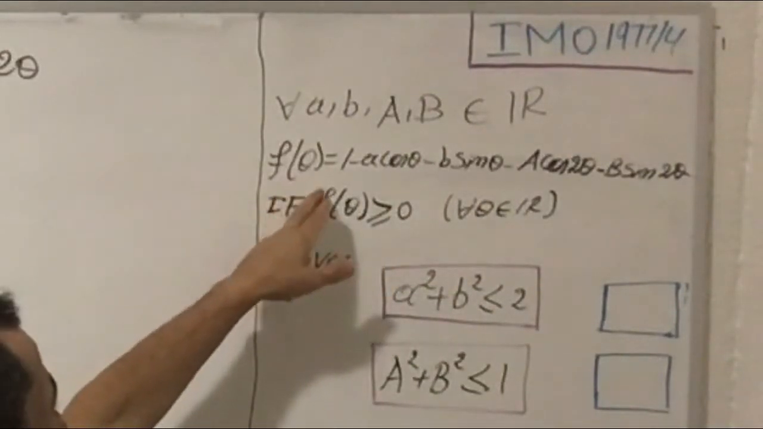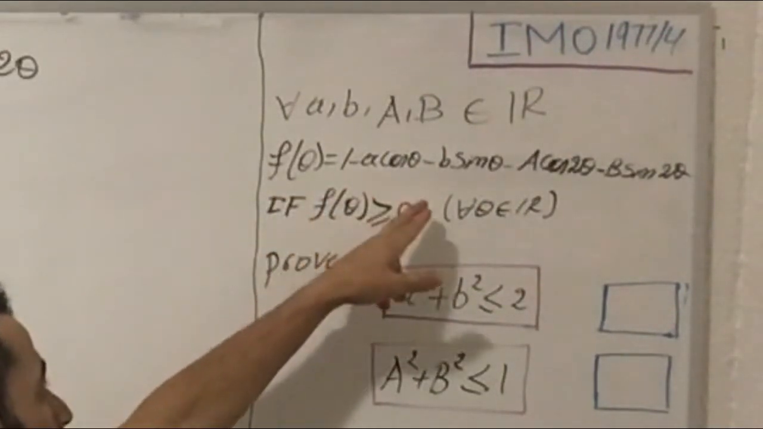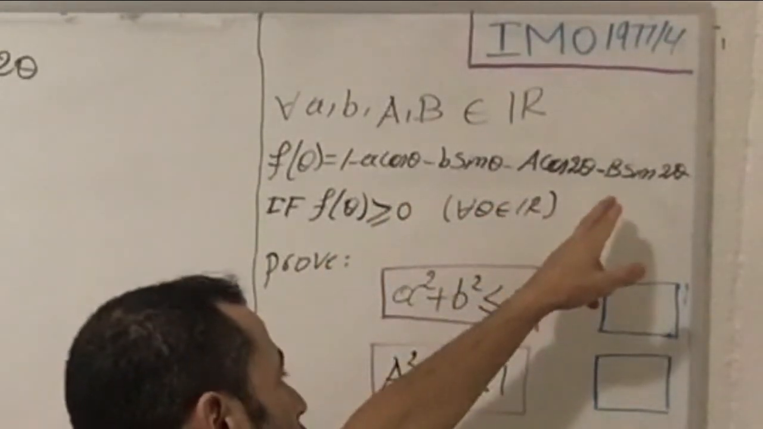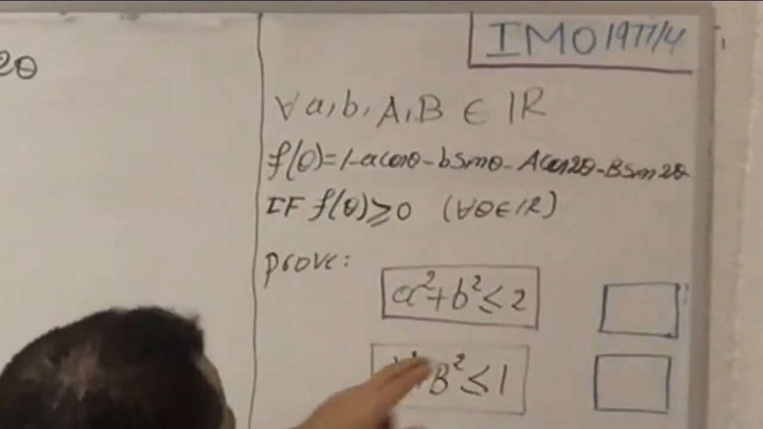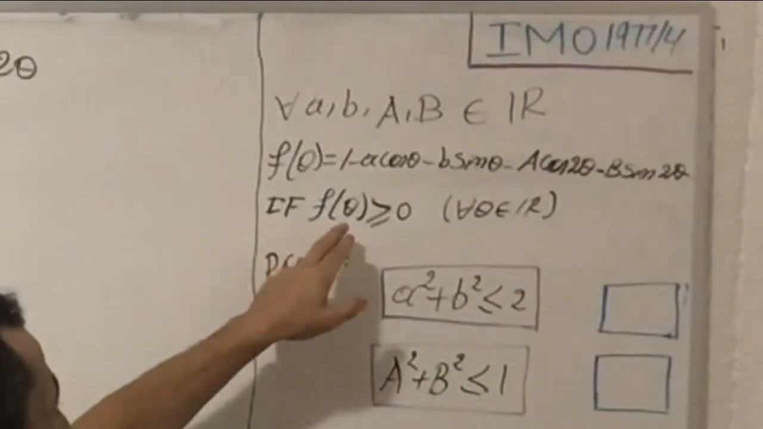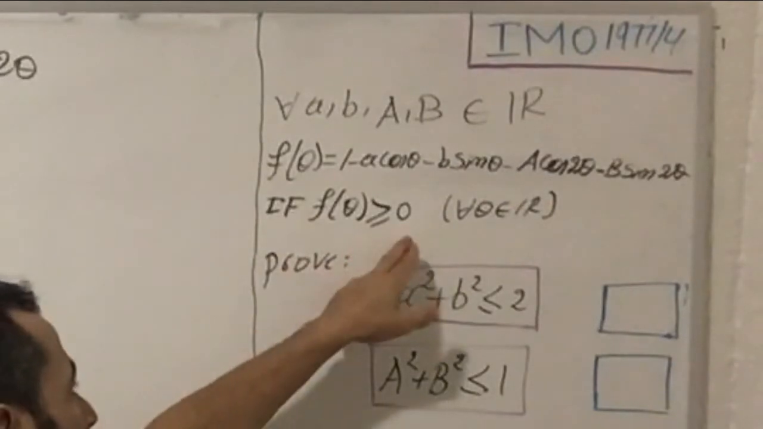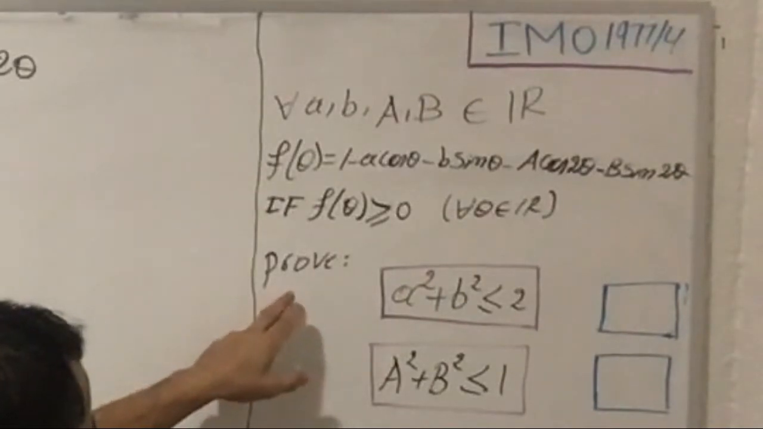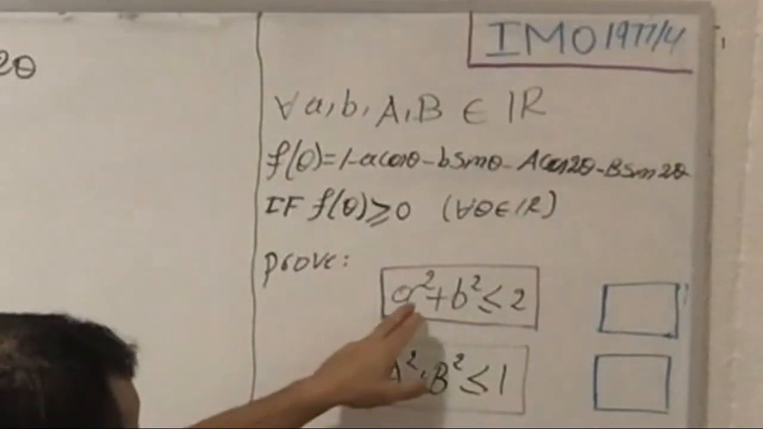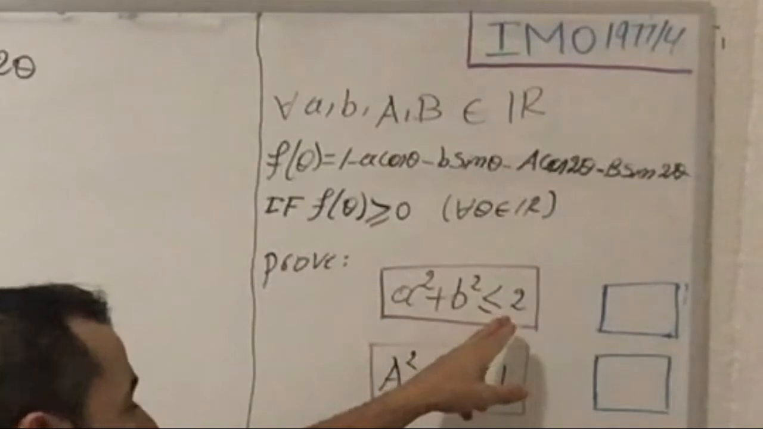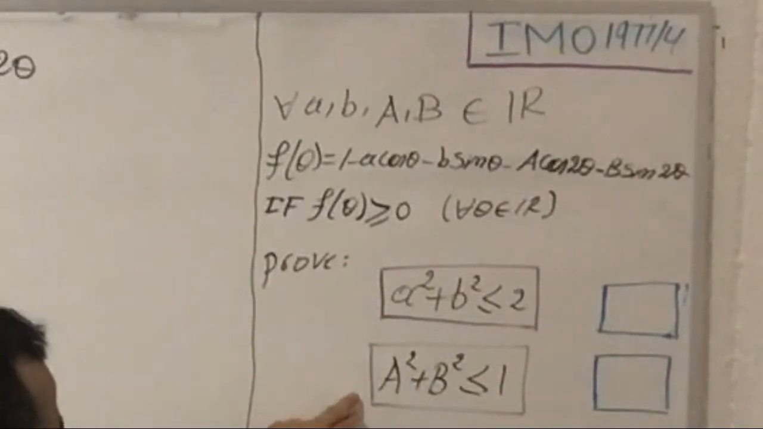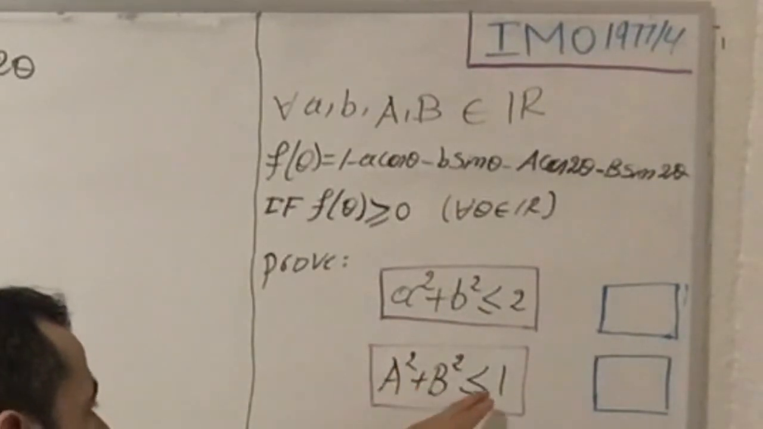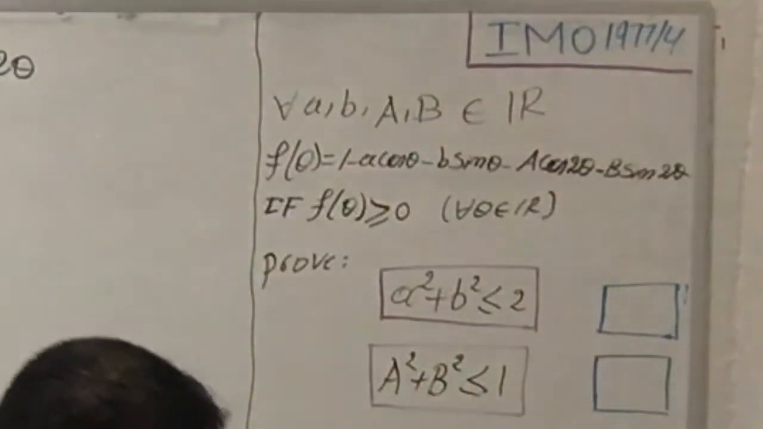We have f of theta equal to 1 minus a cosine theta minus b sine theta minus capital A cosine 2 theta minus capital B sine 2 theta. If we have this condition, f of theta superior or equal to 0 for all the numbers theta, the question is to prove: number one, a square plus b square inferior or equal to 1; question number 2, capital A square plus capital B square inferior or equal to 1, okay?